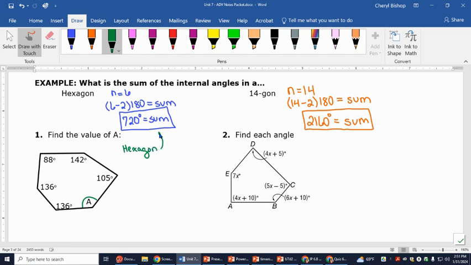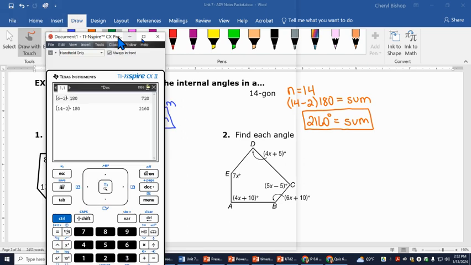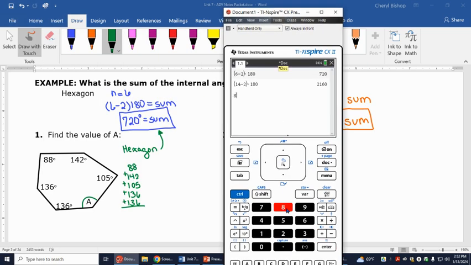We just looked up here, we know that a hexagon has a sum of 720 degrees. So if I take all of these angles that I have and add them together, whatever is left out of 720 will be how big A has to be. So I can add together my 88 plus my 142 plus my 105 plus my 136 plus my other 136. So I'm adding together the 1, 2, 3, 4, 5 angles that I do know. Let's see what that sum is.